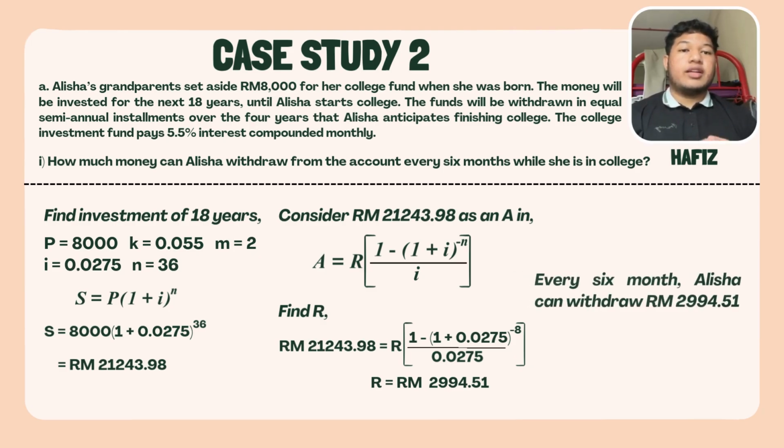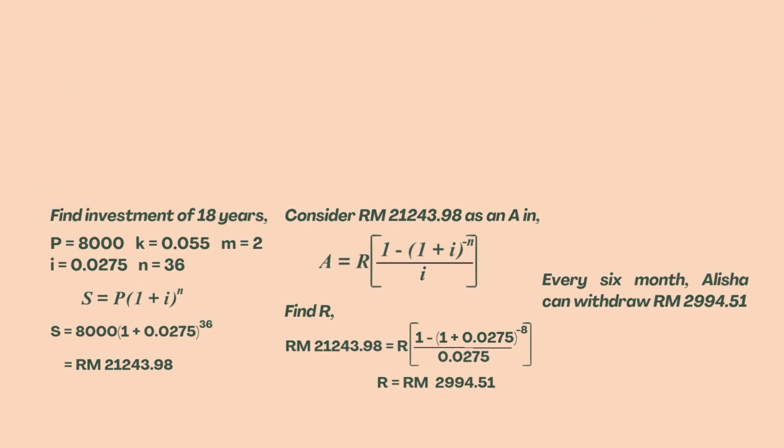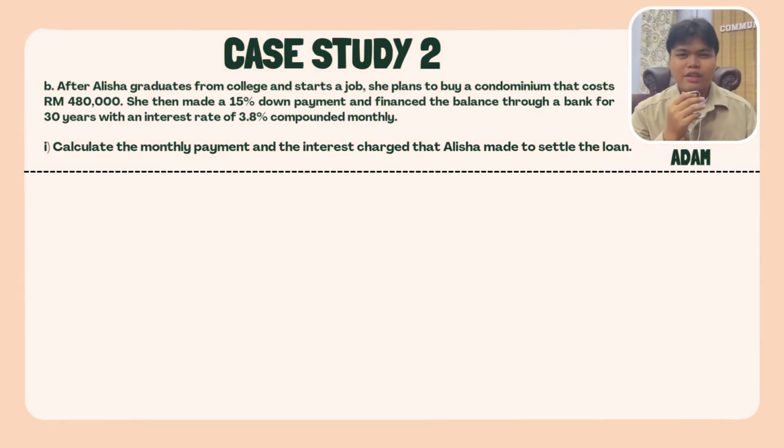2994.51. So in conclusion, every 6 months, Alisha can withdraw RM 2994.51. For case study 2B, after Alisha graduated from college and started her job, she plans to buy a condominium that costs 480,000 ringgit.